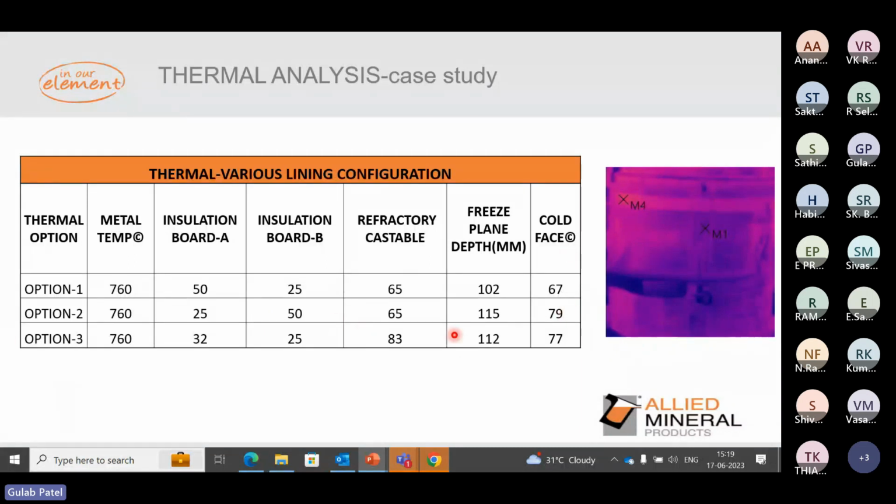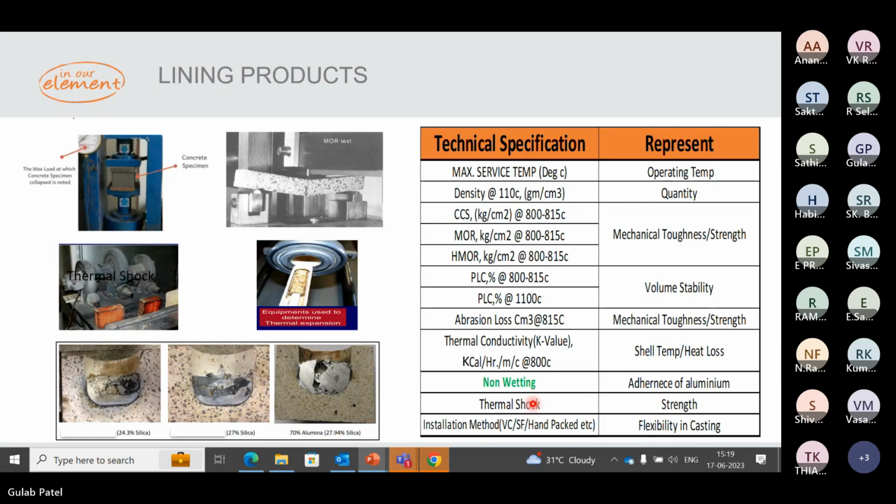It is the same way in option 3. What we mean to say is that whenever you are working on the lining, you have to have the best lining configuration to achieve the optimum cold phase that you desire. And that needs to be designed with proper lining thickness and the proper products being used in that system. Then, coming to the second part, that is products.